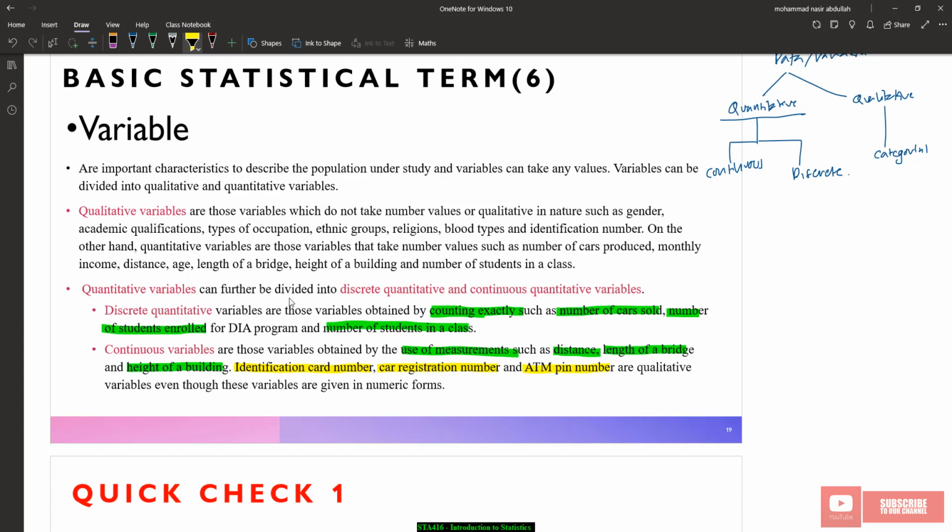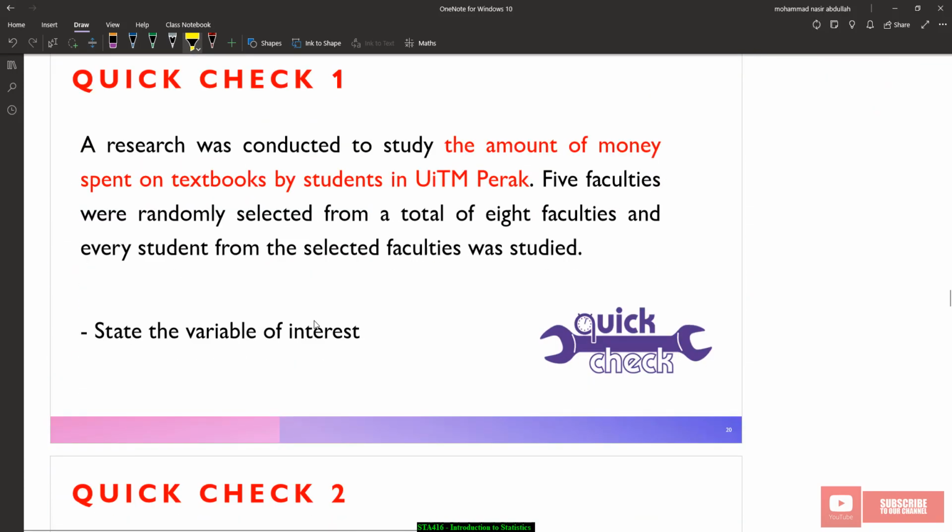Right? Okay, now quick check. A research was conducted to study the amount of money spent on textbooks by students in UiTM Perak. 5 faculties are randomly selected from a total of 8 faculties, and every student from the selected faculties was studied. So what is the variable of interest? Can you type in the chat room?